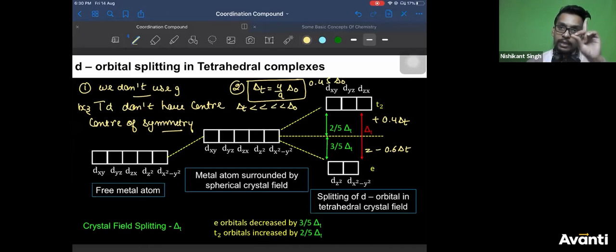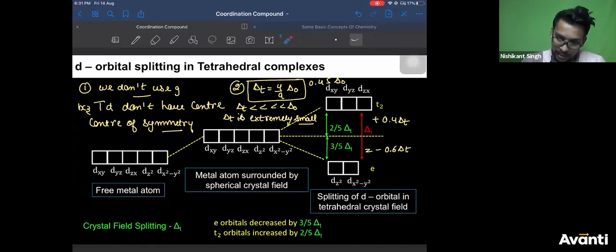Now think carefully, which is a very important point. Delta T is extremely small. What does it tell you? Yes, Pritish, kind of. Delta T is very small means this energy gap is very small. What can you conclude out of it? If this gap is very small, what does it imply? Very good, Pritish.